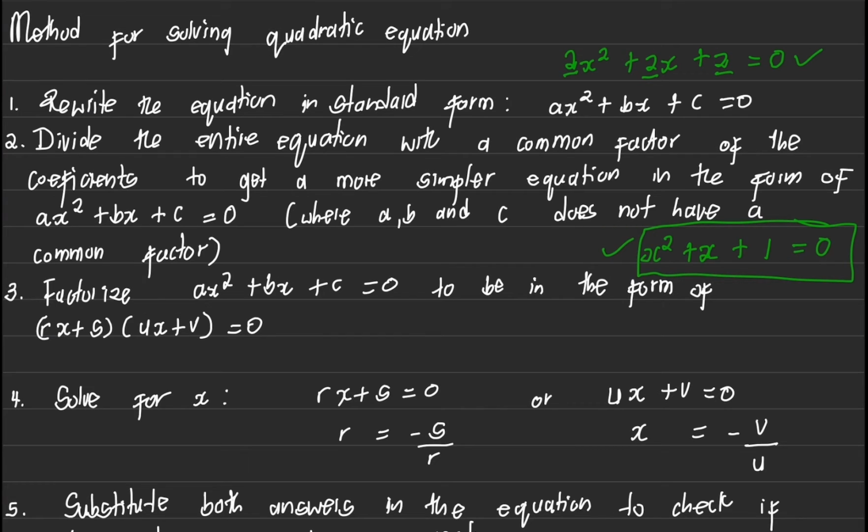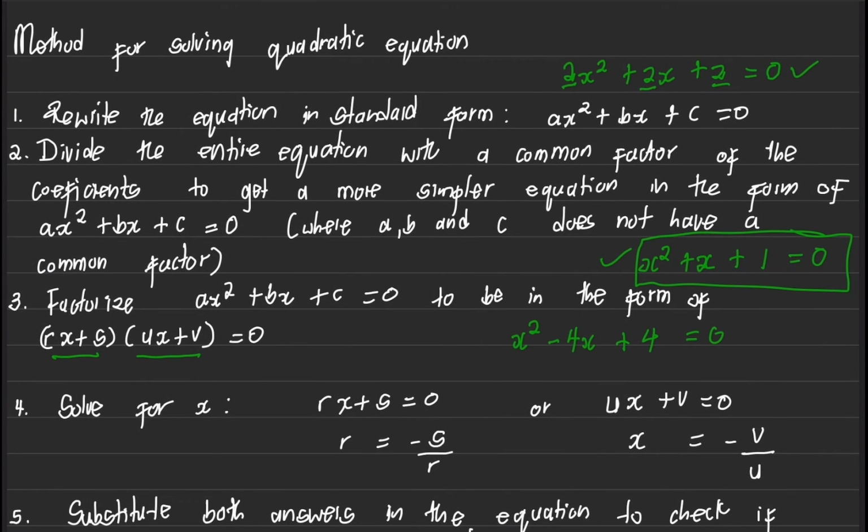Thirdly, the other thing that you need to do is to factorize your equation. When you factorize your equation, you will have something like this. For example, let's say we have x squared minus 4x plus 4, which is equal to 0.